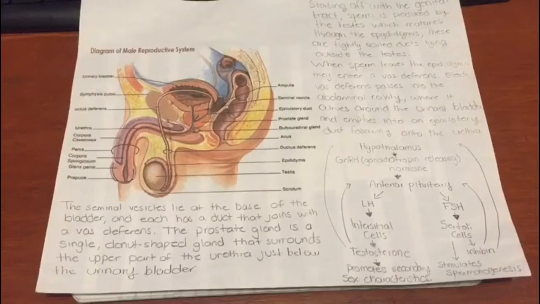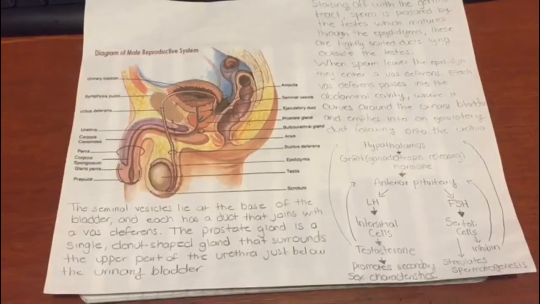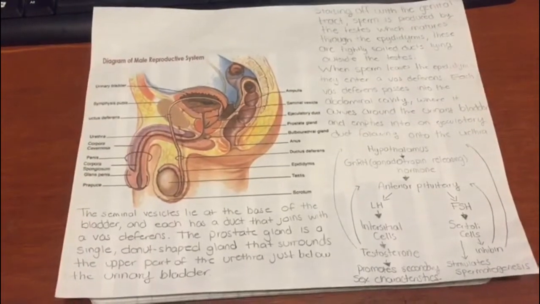During ejaculation, sperm leaves the penis in a fluid called semen. The seminal vesicles, the prostate gland, and the bulbourethral glands add secretions to semen.